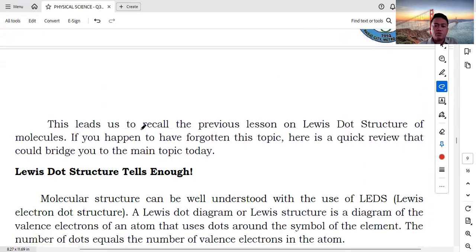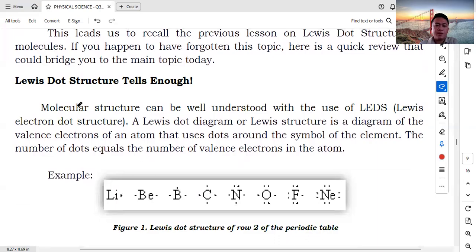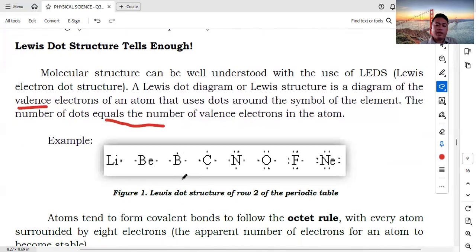So this leads us to recall the previous lesson on Lewis dot structure of molecules. And if you happen to have forgotten this topic, here is a quick review that could bridge you to the main topic today. So this is our Lewis dot structure or LDS. A Lewis dot diagram or Lewis structure is a diagram of the valence electrons of an atom that uses dots around the symbol of the element. The number of dots equals the number of valence electrons in an atom. For instance, we have here lithium.